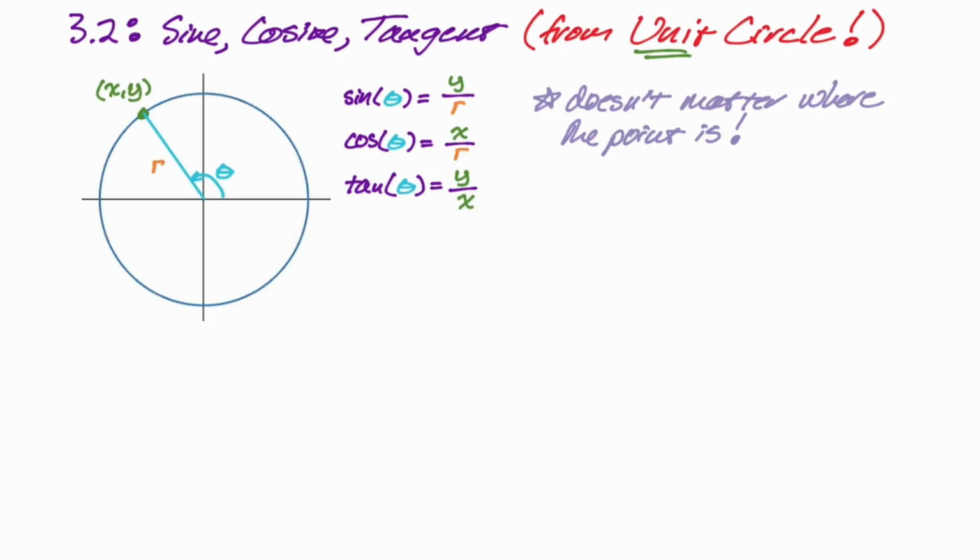As I mentioned, r is never going to be 0. So sine and cosine are going to exist no matter what you're doing, whereas tangent will sometimes not exist. Tangent's going to be undefined if x is equal to 0.